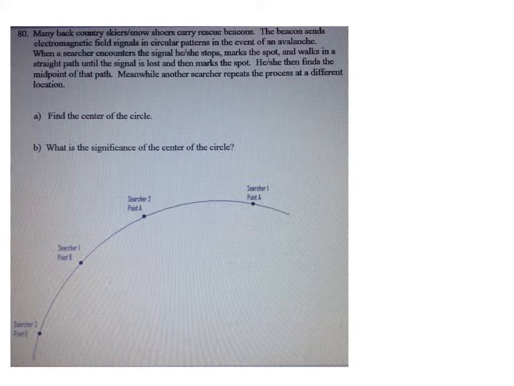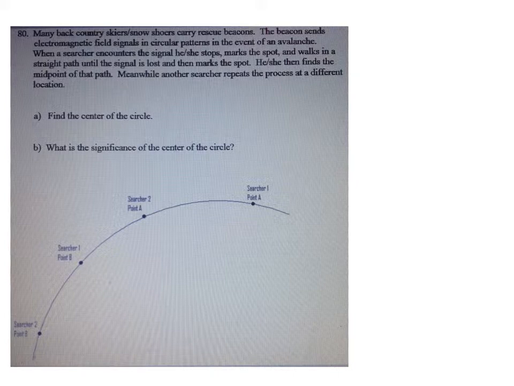Right? When a searcher encounters the signal, he or she stops, marks the spot, and walks in a straight path until the signal is lost. Then marks that spot. Then they find the midpoint of that path. Meanwhile, another searcher also does this at a different location. Okay, what the heck does all this mean? What's going on here? So this is a real-life, actual application of this that could save somebody's life. So I found this to be really, really interesting, all right? And maybe it's just because I'm super math nerdy, but whatever, man. I think it's cool. All right.